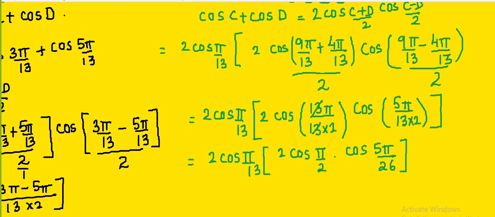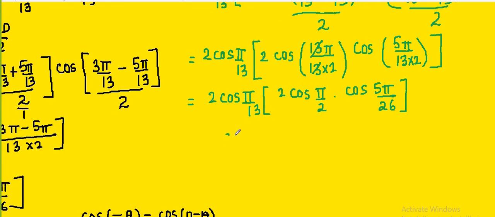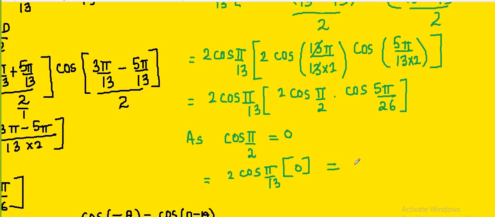Now we know that the value of cos pi by 2 is, as cos 90 is always 0, so as this term becomes 0, every term multiplied by this term is also 0. So 2 cos 5 pi by 13 into 0 gives you final answer as 0, which is our right hand side. So LHS becomes equal to RHS, hence proved.